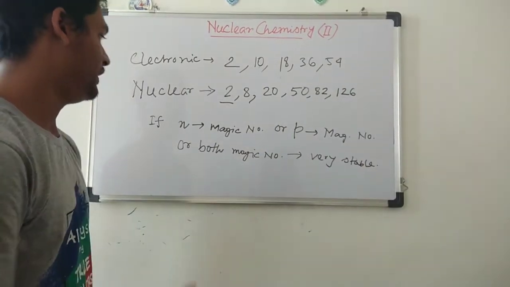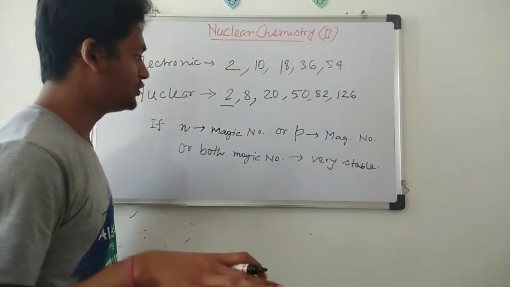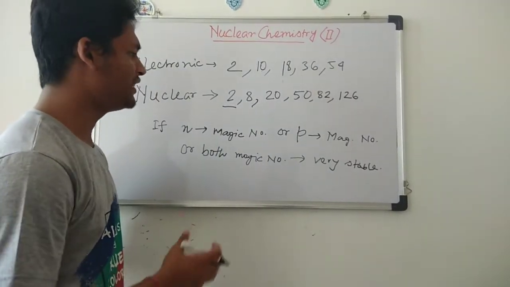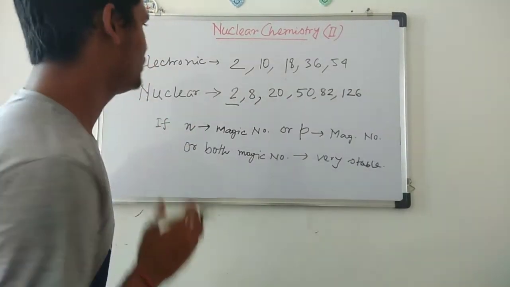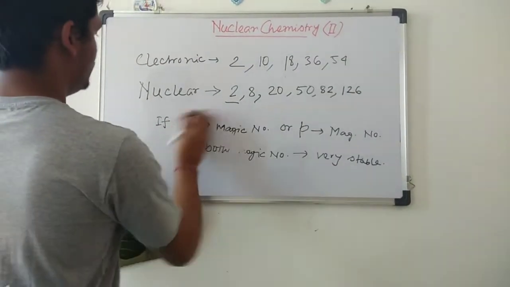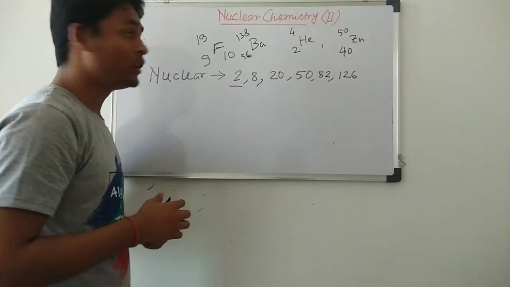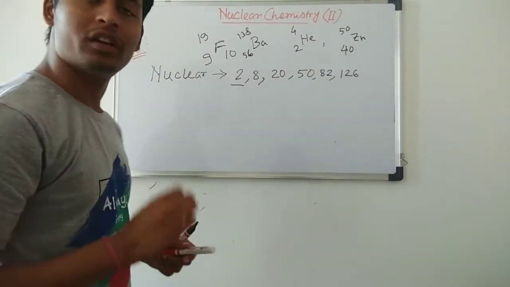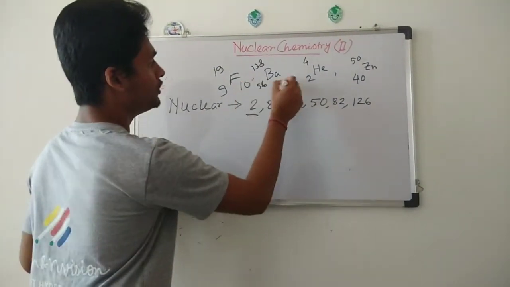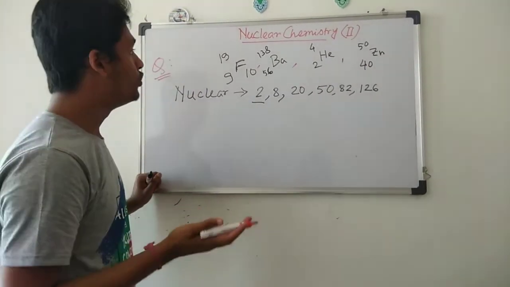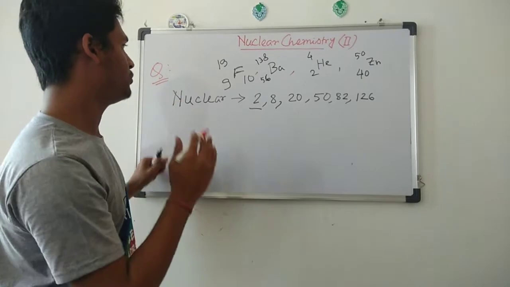So here one question may form. If they are giving 4 nuclides and telling which among these will be the most stable. Let me write down one question for you. I have written down 4 examples. What type of question may they ask? They give these 4 nuclides and ask you, among these 4, which one will be the most stable? Now let me come one by one.